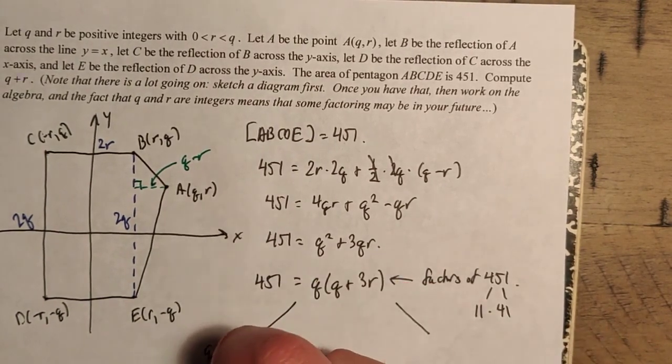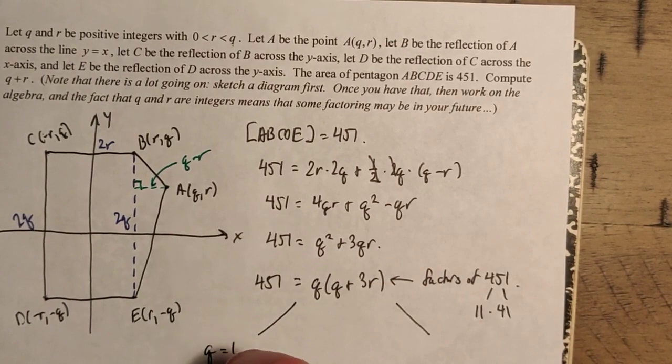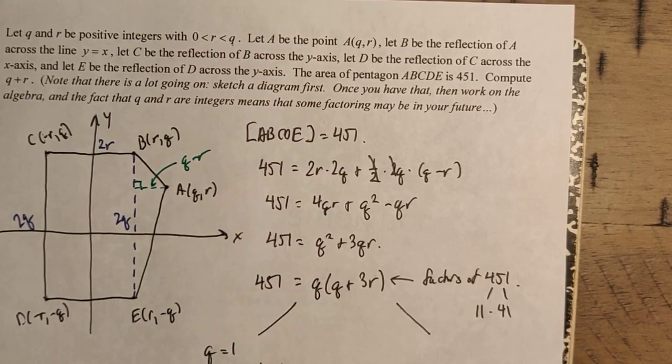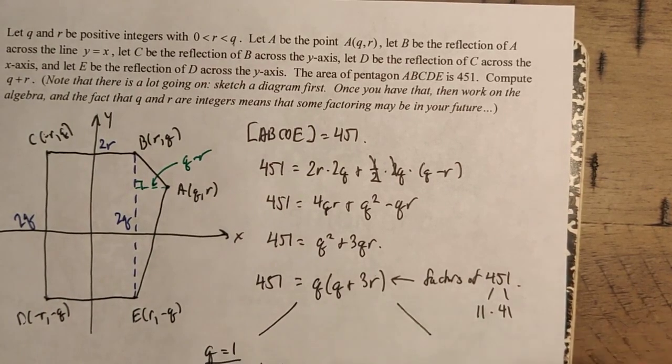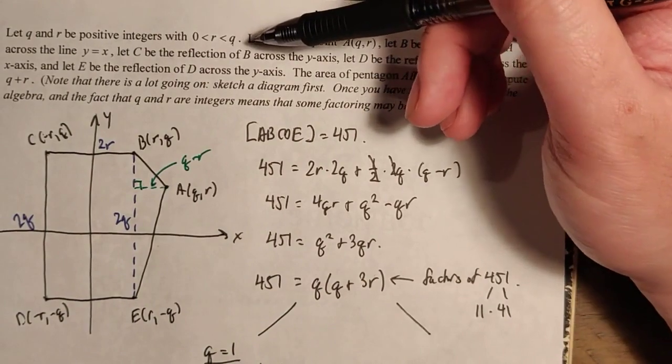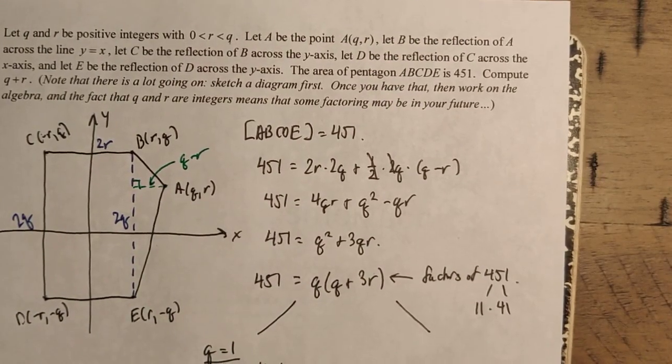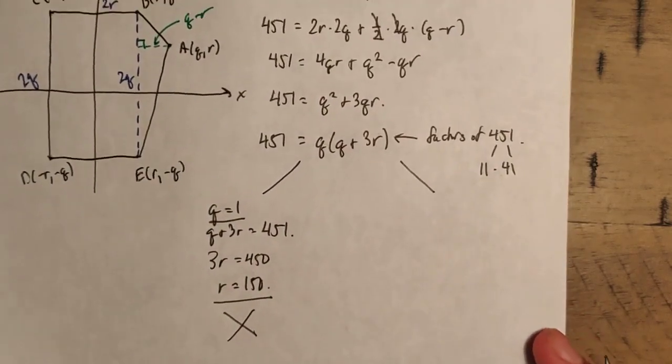Our first case is if Q equals 1 and Q plus 3R is 451, right? That's going to be the case here. So this means that 3R equals 450, so R is 150. However, if you note that this is the case here, R equals 150 and Q equals 1, that does not satisfy R is less than Q here. R is certainly bigger than Q. So we have to throw out this case. This case doesn't work. Oops, sorry. We have to throw out this case. This case doesn't work here.